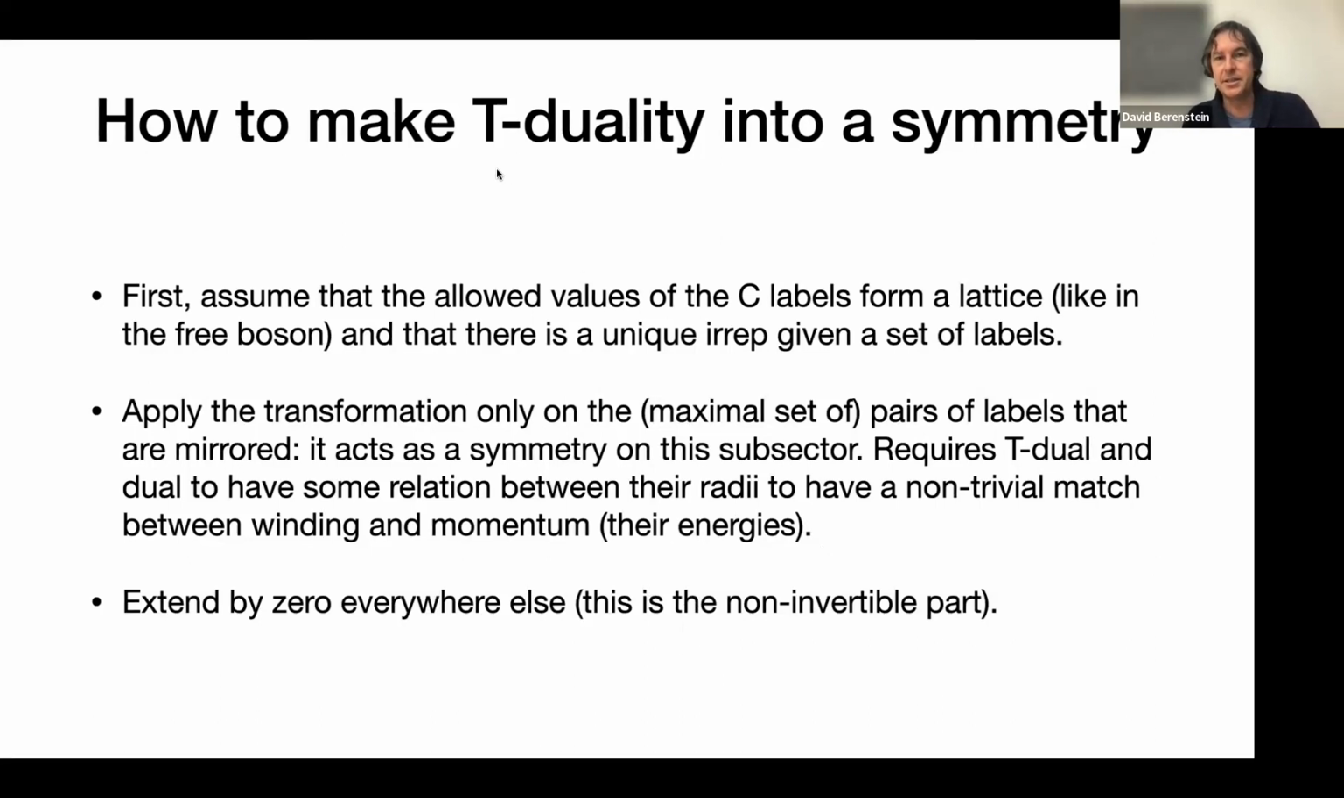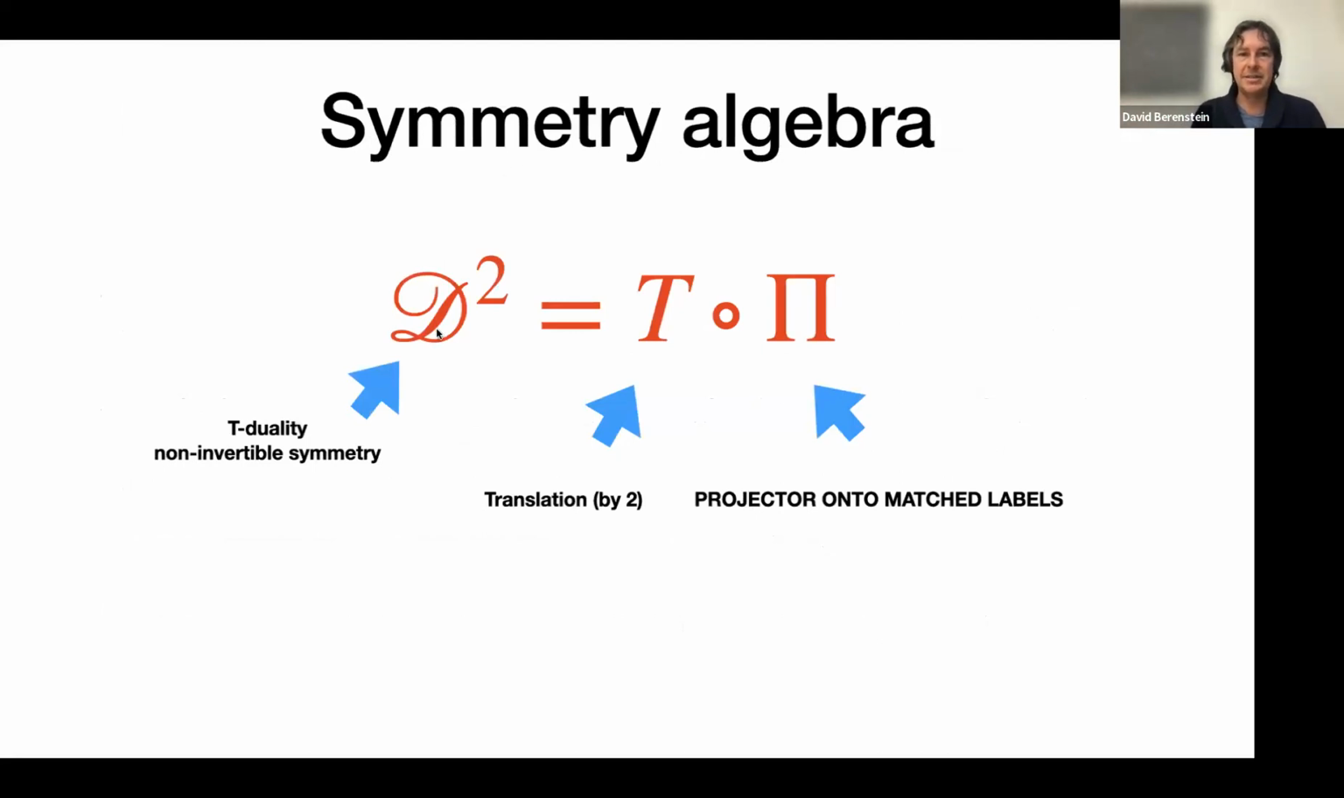So the idea is that this is a projection onto an invariant sector where the original theory and the T-dual share conformal field labels of some states. So this is how you're really supposed to think about it. The symmetry algebra, again, is D squared. Now the D comes from duality. This is actually standard in the literature. T here is translation by 2 on the lattice of the Q variables, which is translation by 1 on some XP lattice. And then pi is the projector onto the matched labels. So again, it's the same symmetry algebra.